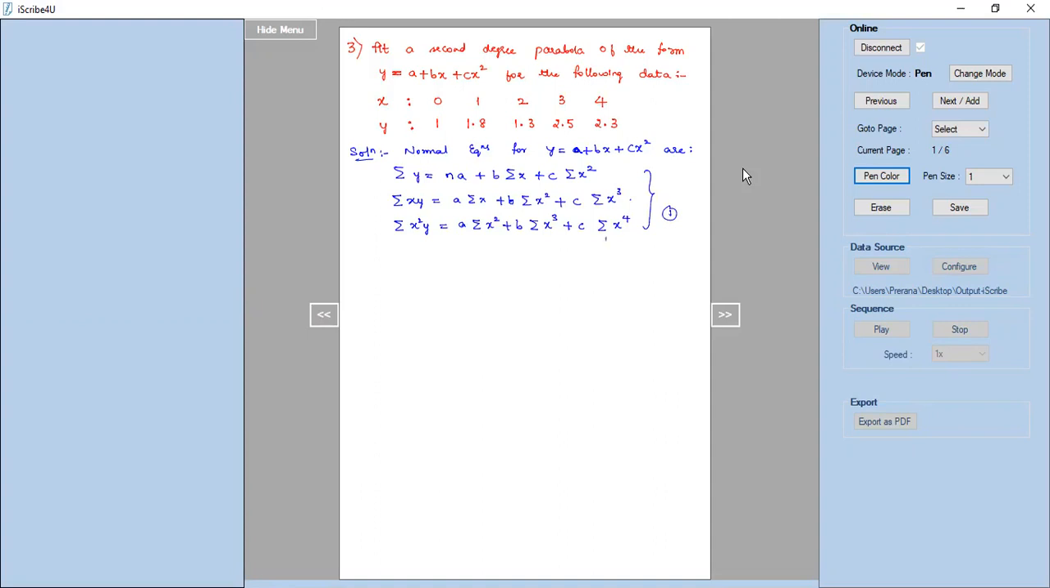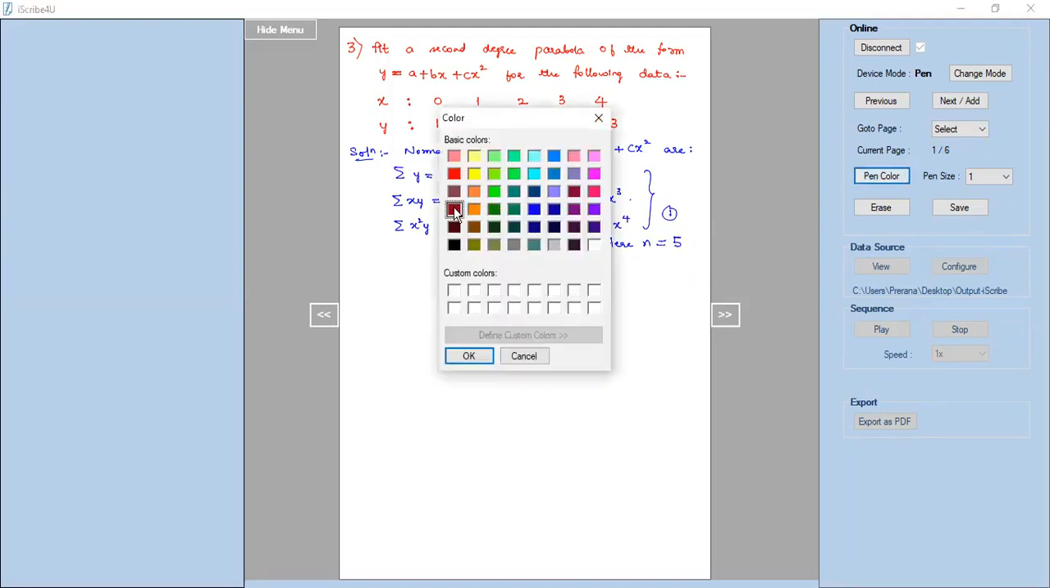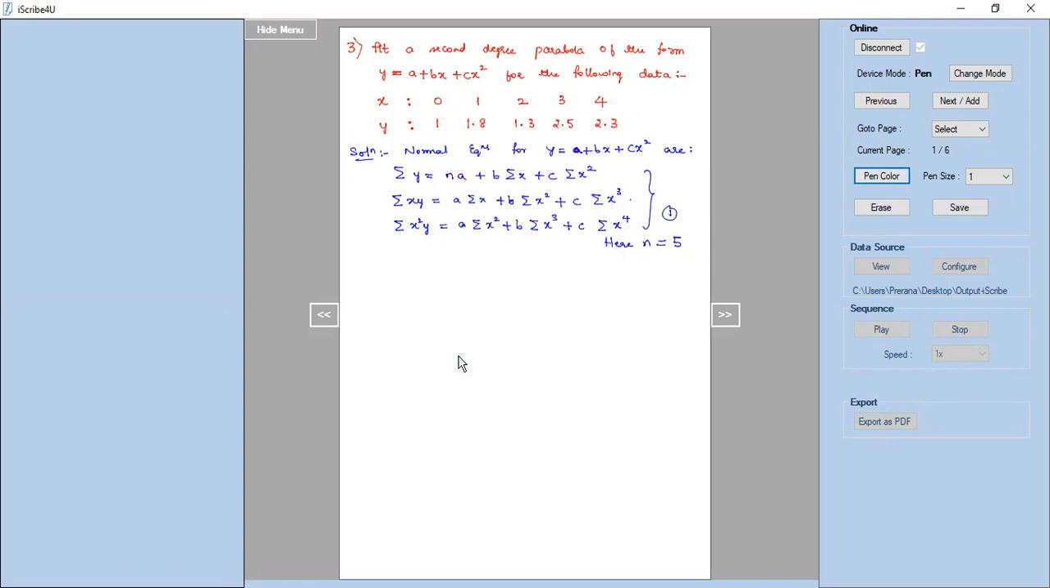So here, what is the value of n? How many sets of data are given for us? 5 sets of data are given for us: 0, 1, 2, 3, 4. That is why n is equal to 5 here. Now we will frame the table relevantly.